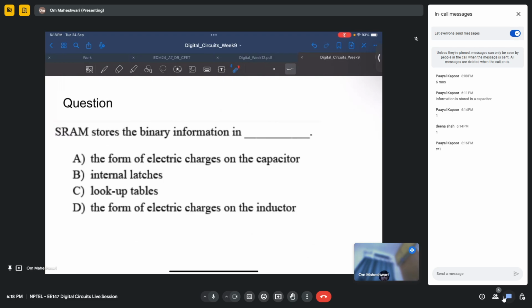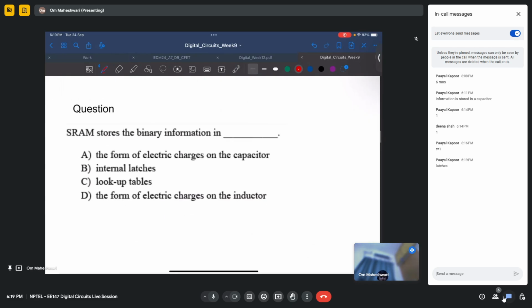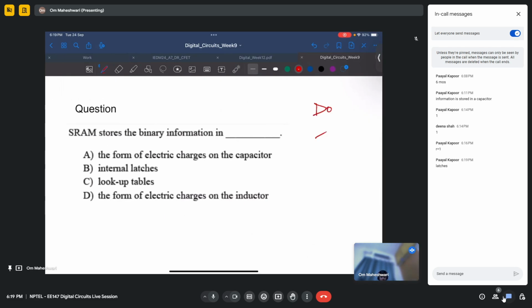Next question is SRAM stores the binary information in dash. We have just seen this in one of the previous questions. Internal latches is the correct answer. If I draw the SRAM cell again, we have two back-to-back connected inverters, which is actually a latch, and then we have two access transistors. This is the SRAM cell. So information is stored here.